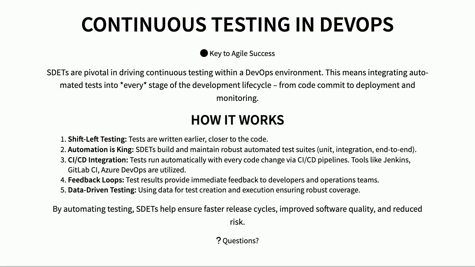Okay, let's talk about continuous testing within DevOps. As an SDET, you're really at the heart of this whole process. The core idea is to move testing left, meaning we get tests in as early as possible, close to the code itself. We're talking automated unit and integration tests alongside end-to-end tests. These all run automatically within your CI/CD pipelines every time someone pushes a change. The goal? Faster releases, better quality software, and less risk.